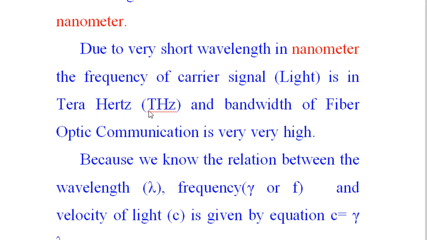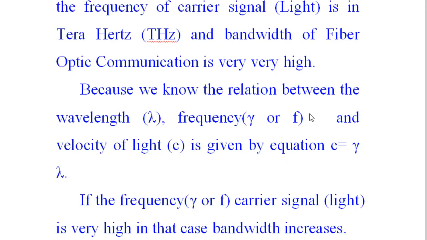Due to very short wavelength in nanometer, the frequency of carrier signal, that is light, is in terahertz. You calculate that frequency because in SYBSc you studied the relationship, and here again I am quoting that equation. See, c = νλ, where ν is the frequency and λ is the wavelength. All of you know c is a constant. What is c? c is the velocity of light, 3 × 10^8 meter per second. So you know the value of c.